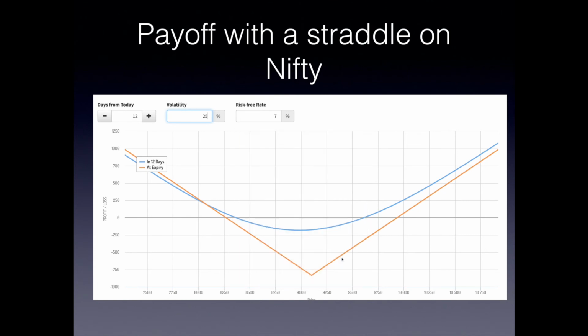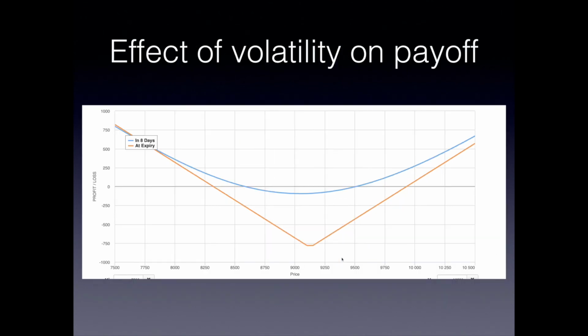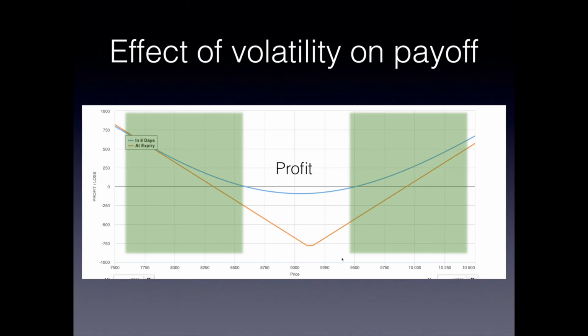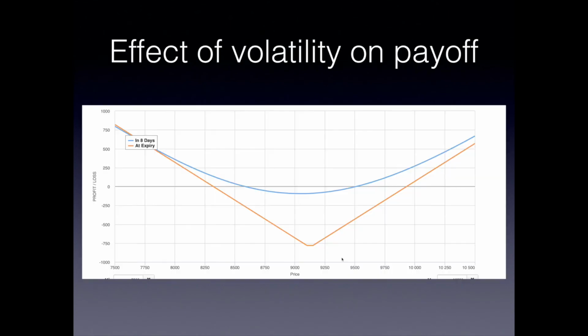Now this graph I have drawn expecting the volatility to be 25%. If I simply increase that volatility to 40%, what happens? You can easily see that your profit zone has increased, which means even if Nifty goes below 8,600 or 9,000 or goes above 9,400, then you are going to make profit, and your loss zone has narrowed. Your loss zone here would be simply between 8,600 and 9,300.